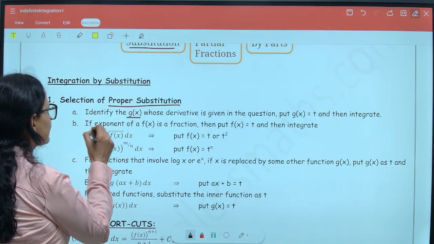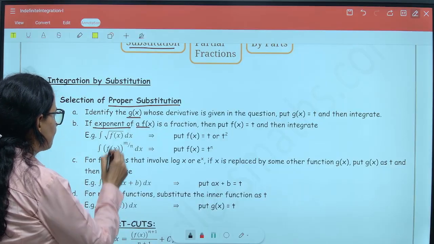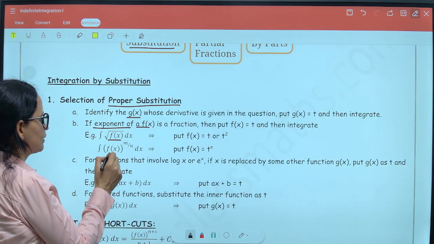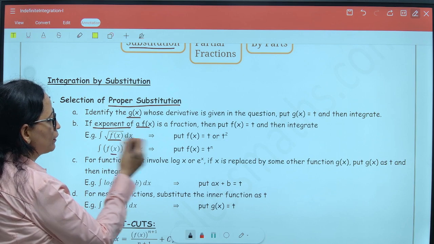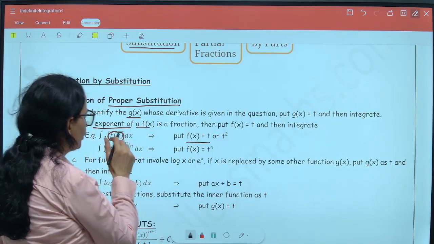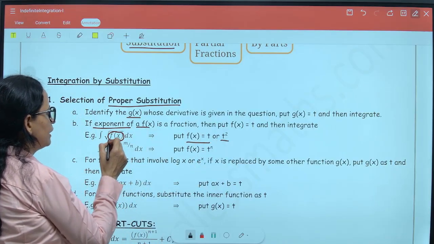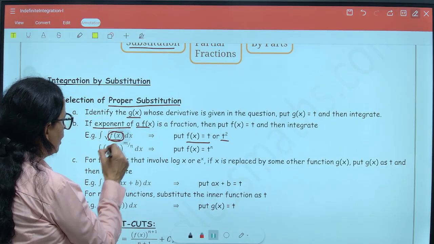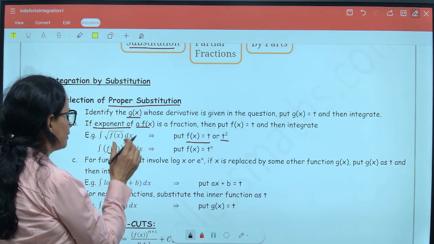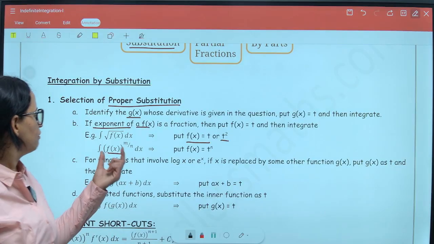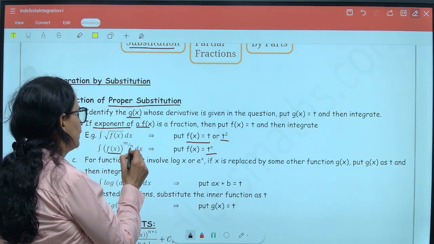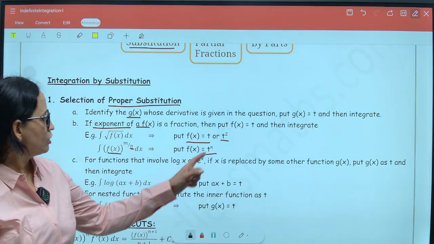Next is if the exponent of the function is a fraction. For example, you have a function with, what is the exponent here? 1 by 2. What is the exponent here? m by n. So if it is 1 by 2, you can directly put whatever is under the radical sign, put that equal to t. Or you can also put it as equal to t square in this case, because it was a square root. Now if the exponent is a fraction, m by n, you can put the function under this fractional exponent, whatever function is there, as t to the power n. n is the denominator of this fraction. So it is t to the power n.